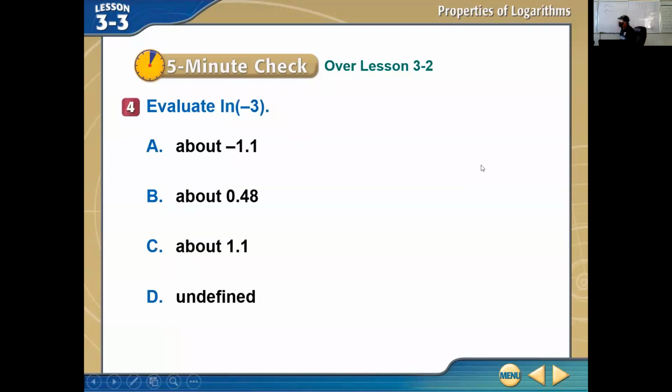Number 4, evaluate the natural log of -3. In this situation, there are certain requirements that we need to have as a logarithm, which state that we cannot have a negative number here. It's one of the basic properties of logarithms. We cannot have a negative argument, or a negative answer, you could call it. So this one, since this number is negative, we know it has to be D, undefined.